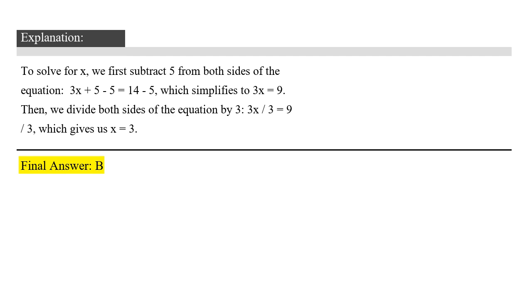To solve for x, we first subtract 5 from both sides of the equation. 3x plus 5 minus 5 is equal to 14 minus 5, which simplifies to 3x equals 9. Then, we divide both sides of the equation by 3. 3x over 3 is equal to 9 over 3, which gives us x equals 3.